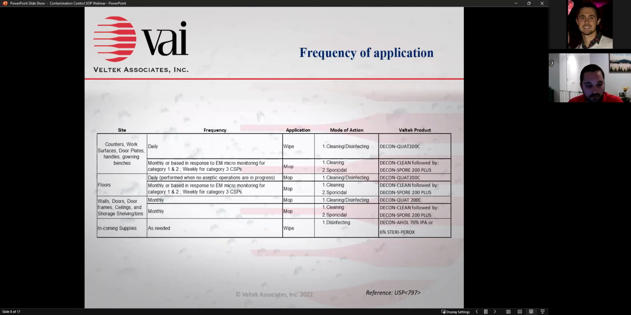Another thing to note on this slide is the incoming supplies. There is a reference in there about wiping down incoming material with a disinfectant or a sporicidal agent. You can use sporicidal agents. They say you must use the sporicidal contact time. What they're referencing in 797, when they say sporicidal, is a C. diff contact time. So there are products out there that have that C. diff contact time that you can use.